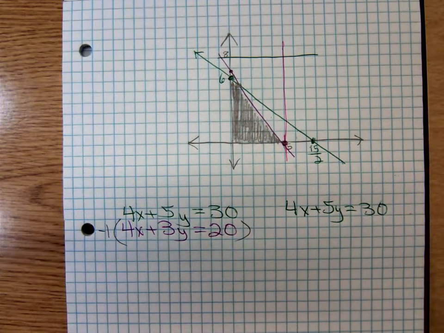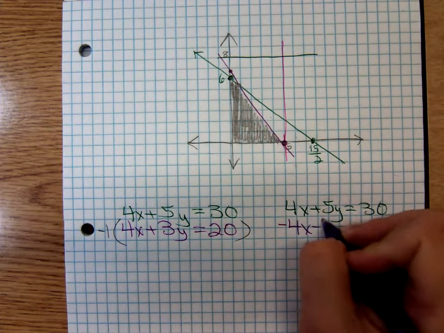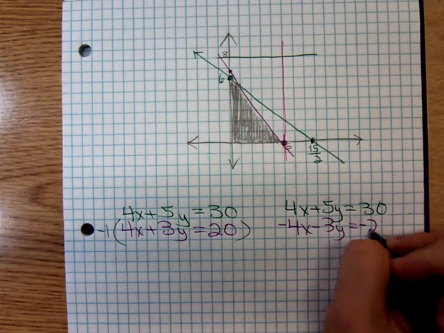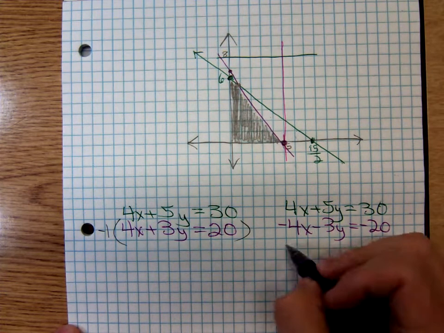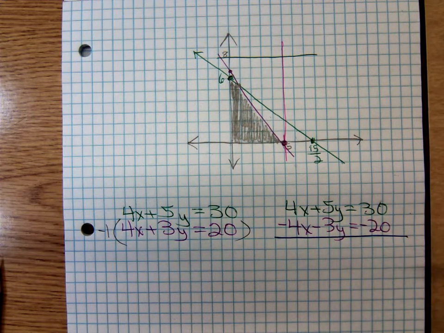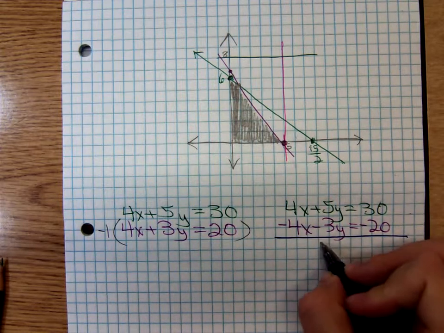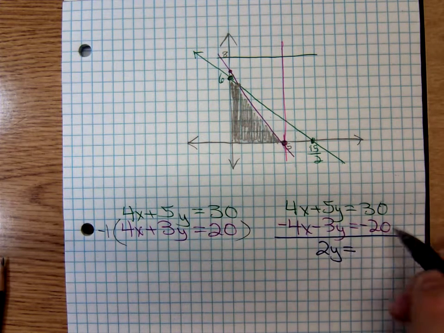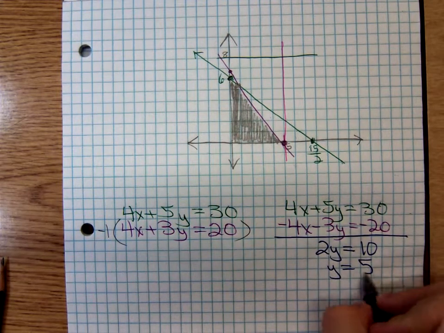And now I have the negative of 4x minus 3y equals negative 20. Add the two equations together. 4x minus 4x goes to 0. 5y minus 3y, that gives me 2y equals 10. So y is equal to 5.